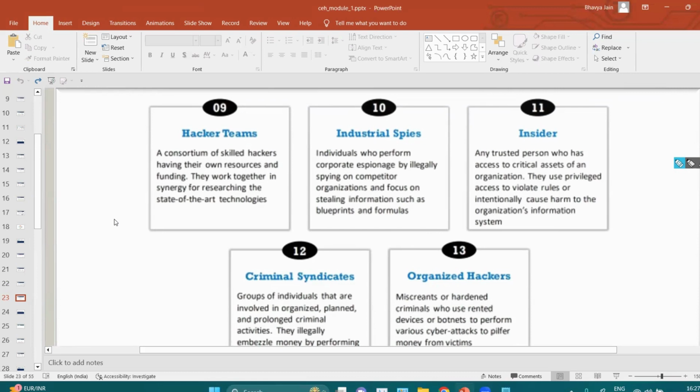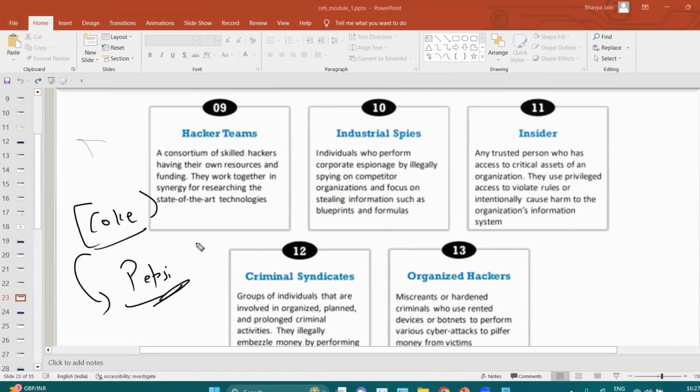Then we have industrial spies, which are companies hiring hackers to hack competitors. For example, let's say we have Coke and we have Pepsi. They are competitors. Now the Coke company hires some hackers to steal recipes, data, or marketing and growth strategy from the Pepsi company. So they are known as industrial spies.